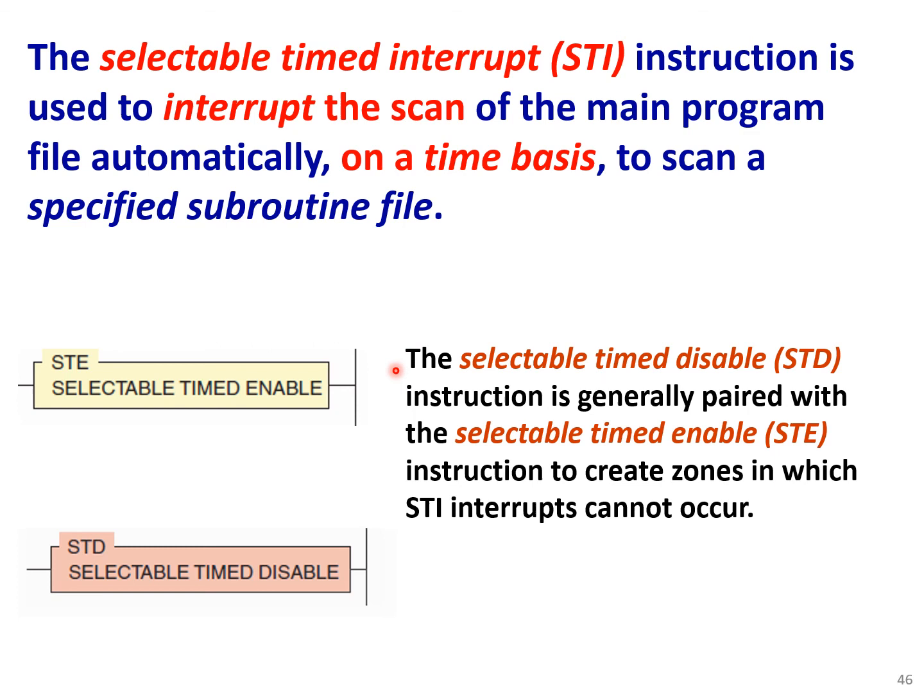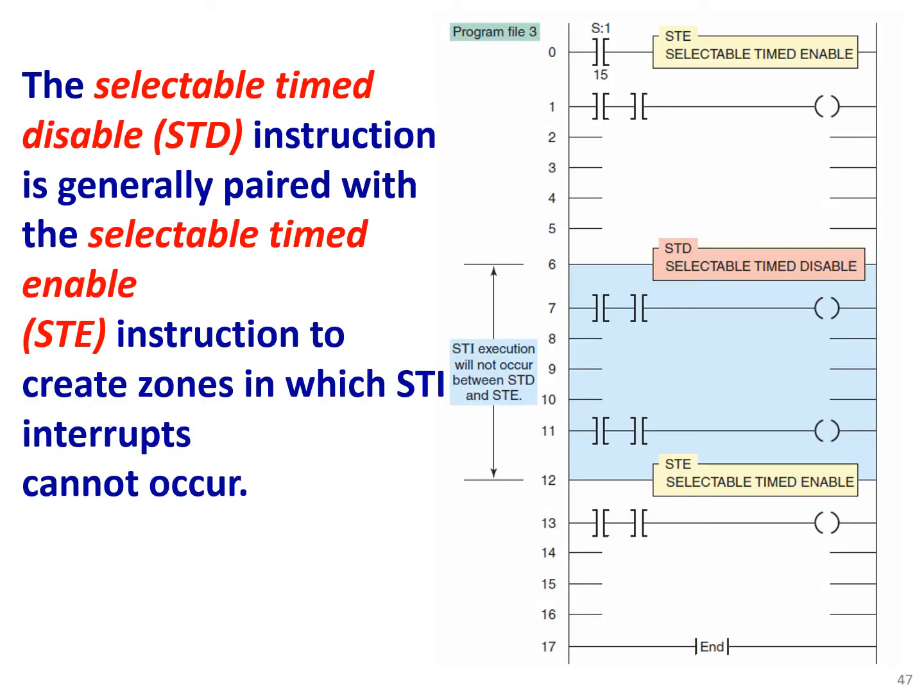The selectable time disable instruction is generally paired with the selectable time enable instruction to create zones in which STI interrupts cannot occur. So here we have STE, selectable time enable, and STD, selectable time disable. And now we have a zone here.